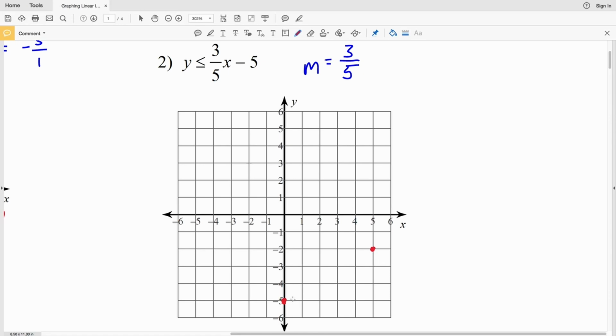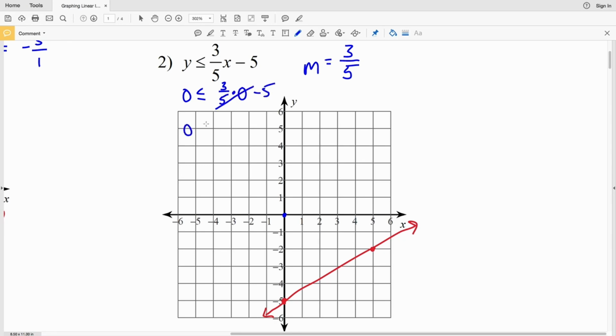Now we're going to draw a line and connect. The line is going to be a solid line since this is a less than or equal to or a greater than or equal to problem. So since that equal to is included, it's going to be a solid line. Now we just have to decide which side of this line we're going to shade in. So which side holds the true values. Let's go ahead and use our test point, 0, 0. Plug 0 in for y, and we're going to plug 0 in for x.